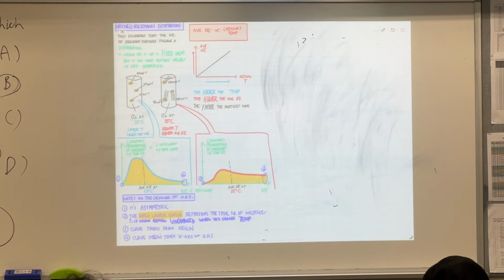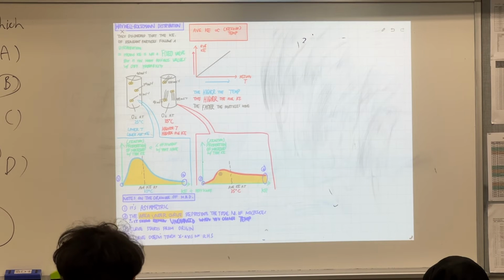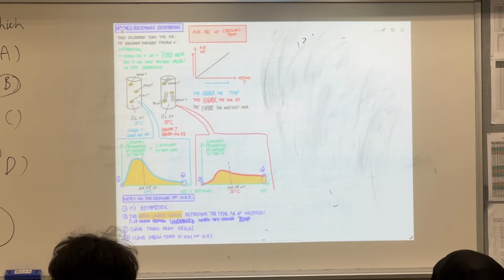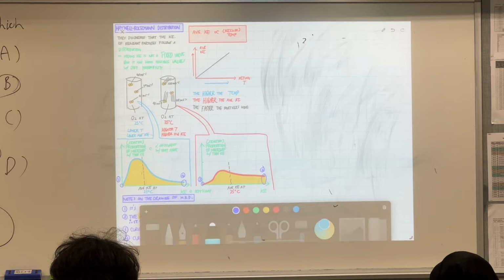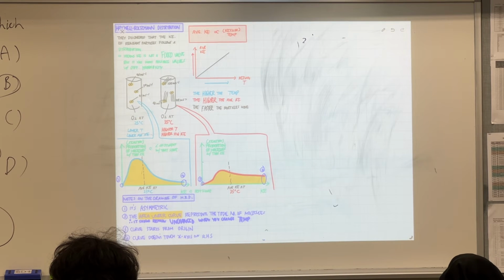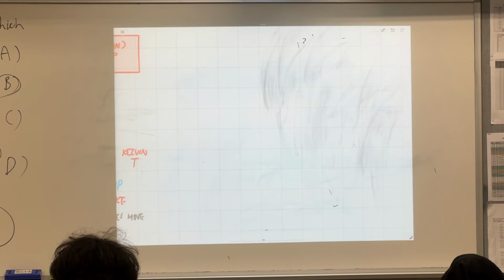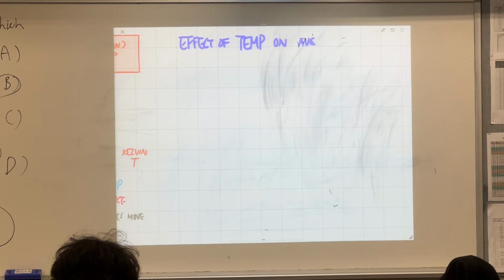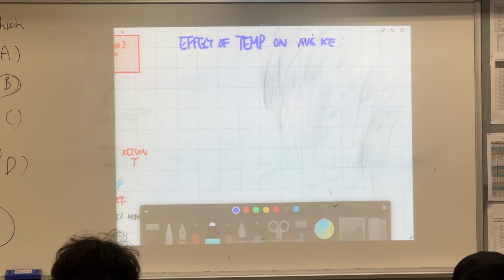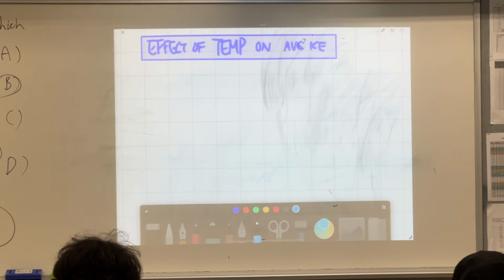So, we can also look at the other temperatures. What will happen when we change temperature? Okay, so now on the right hand side, I wanted to draw the effect of temperature on the average KE. So write down effect of temperature on average KE. So let's pick 3 different temperatures here for comparison. Let's say I have 25 degrees C, 35 degrees C, and 45 degrees C.